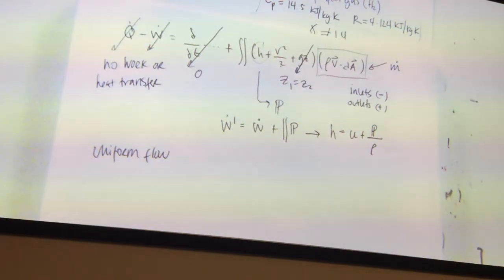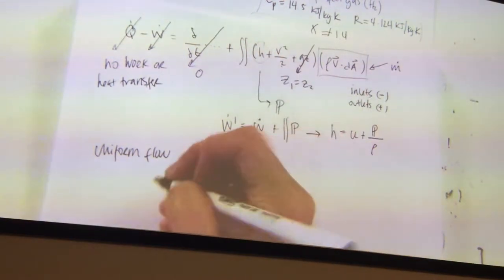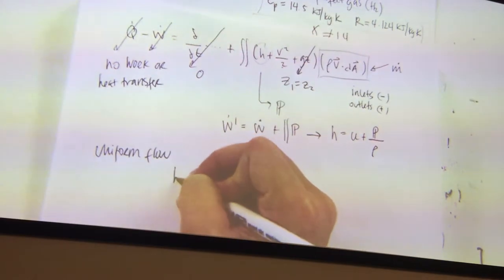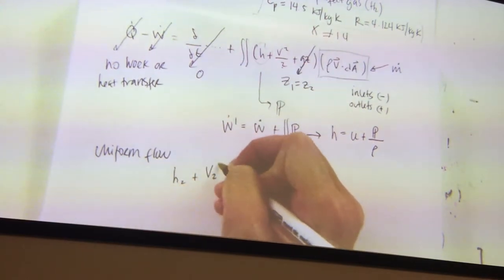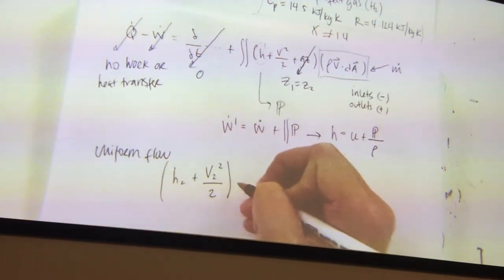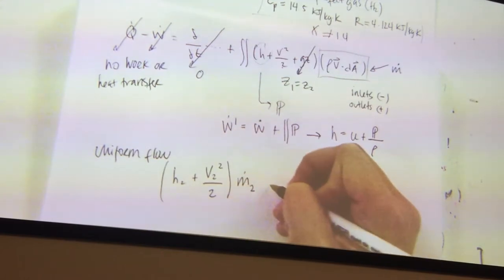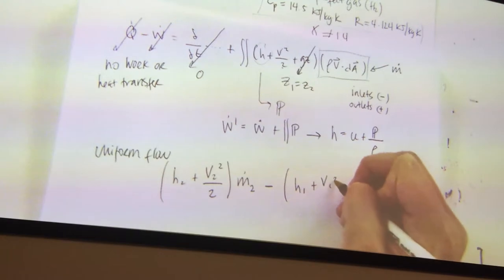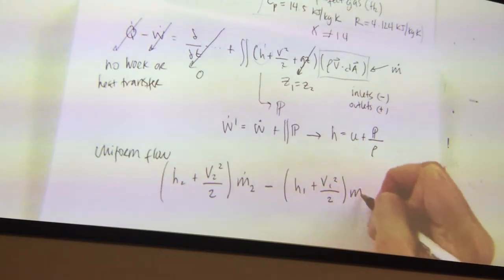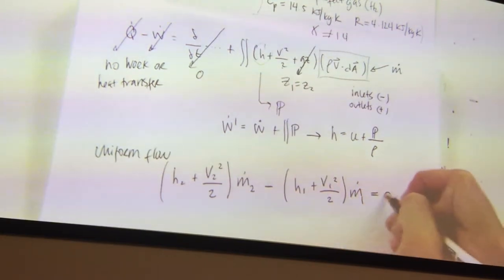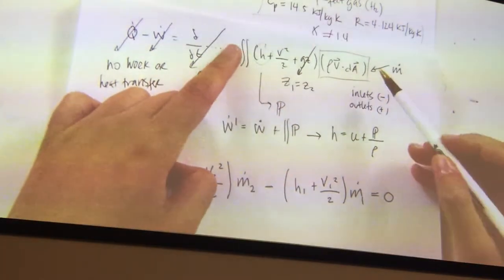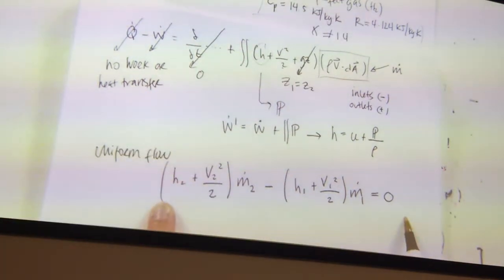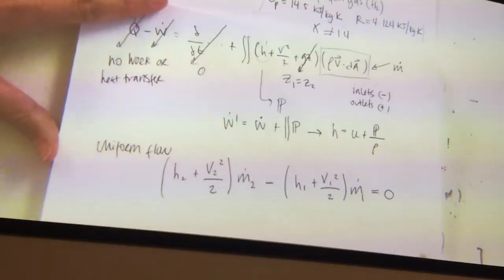Let's do outlets minus inlets. So we're going to do this term in here, 2 minus 1. So (h2 plus V2 squared over 2) times the mass flow rate at 2, minus the inlet, (h1 plus V1 squared over 2) times m1, equals 0. Basically, because we only have one term in our equation, this is how we solve it, and this is much easier to solve now.